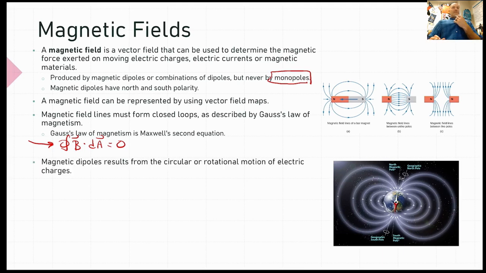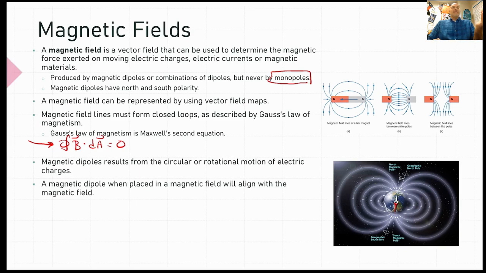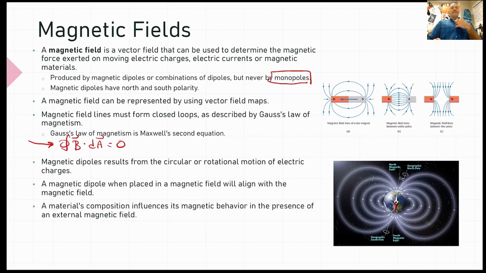So magnetic dipoles will result from the circular or rotational motion of electric charges. And so what happens is if you were to break a magnet, especially a bar magnet, the properties of the magnetic material will realign themselves and actually turn back into another bar magnet with a north and a south end. Okay. And so here's another. A magnetic dipole, when placed in a magnetic field, will align to that magnetic field. A material's composition influences its behavior in the presence of any external magnetic field.